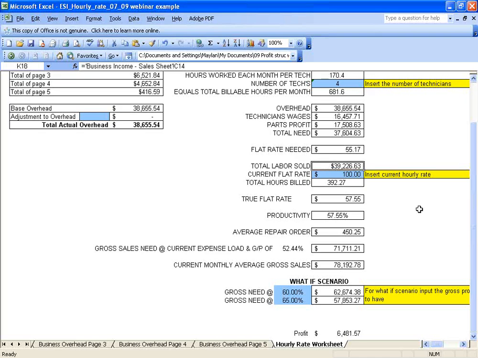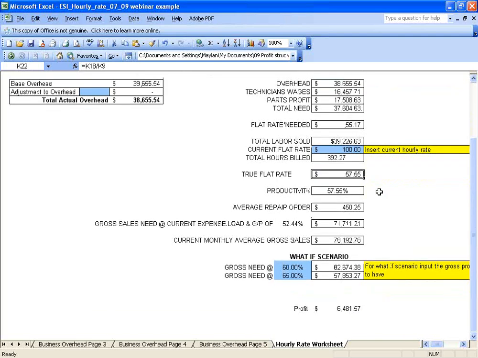Now, our technicians have sold on an average of $39,000, and our hourly rate is $100, which means they're only billing 392 hours out of 681. They're 57.55% productive, which means that our true flat rate is actually $57, not $100, but actually $57. See, the problem that we have is we think we're charging this $100 an hour, but when our guys are not productive, we're actually lowering our hourly rate. So the interesting thing here is we need 55, we're billing 57. We're actually making a couple dollars an hour, not nearly what we should.